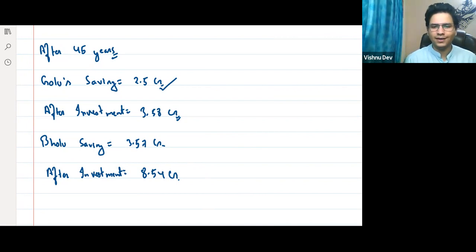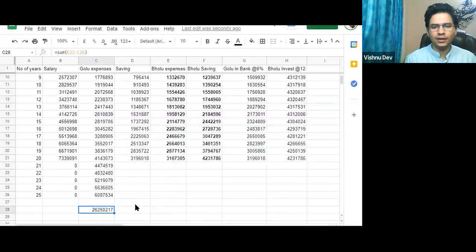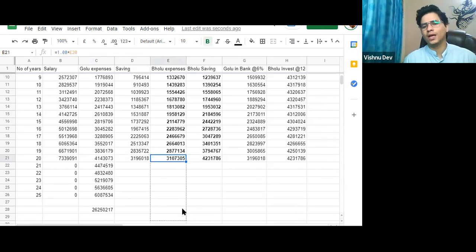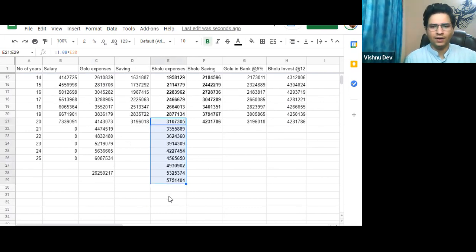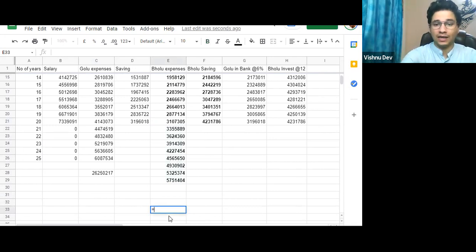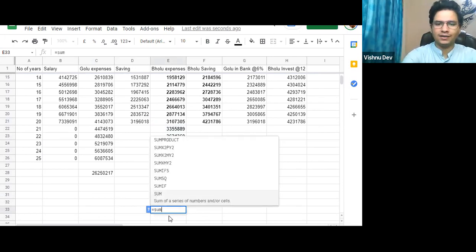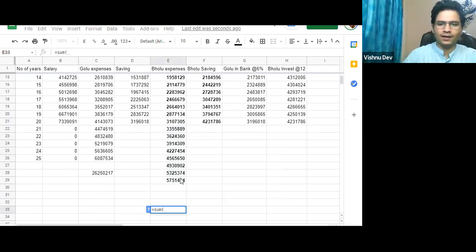Now, if we talk about Bholu also, even Bholu's expenses will increase, right? And even he might not survive more than that. Think about it. I'll try to calculate how many years Bholu can survive on just his saving. I'm not talking about invested money. I'm just talking about saving, जितना बचा है उससे. So let us see how many years Bholu will survive.